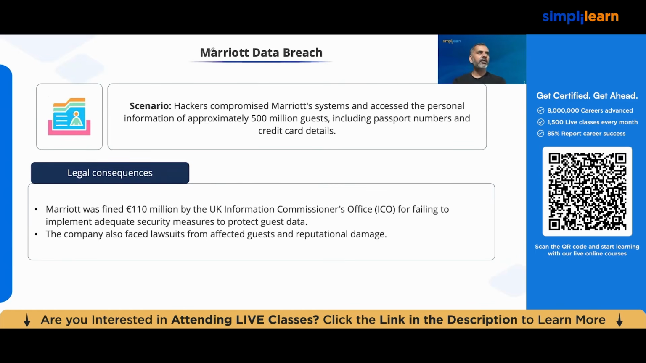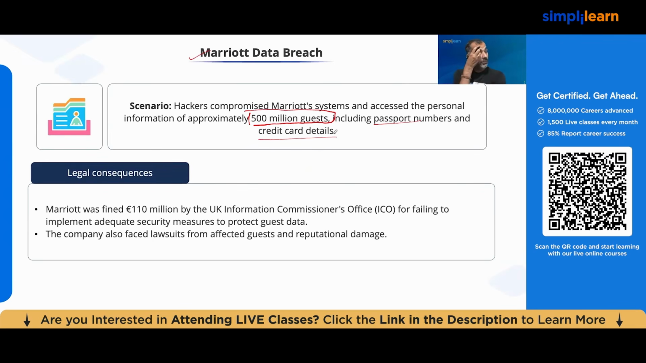The second one is the Marriott. So we all know about the Marriott Hotel series, guys. This was not intended, but some hacker compromised the Marriott system and accessed the personal information of approximately 5 million guests, including their passport numbers, credit card details, and all these things. This is the biggest personal data breach, I would say.